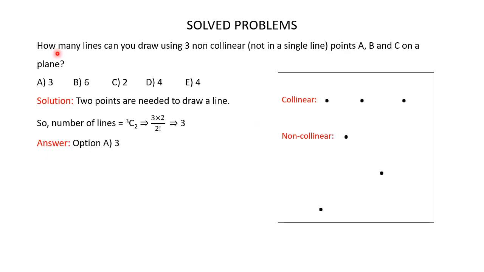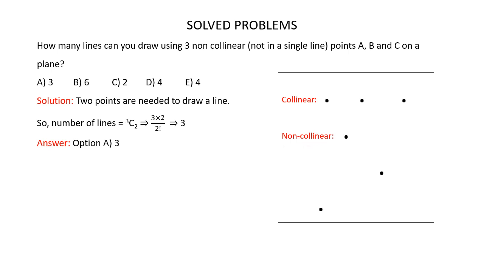How many lines can you draw using 3 non-collinear points A, B and C on a plane? Here you are given 5 options and you have to find out which of these options is the correct one. Now first let's understand the meaning of collinear points and non-collinear points.